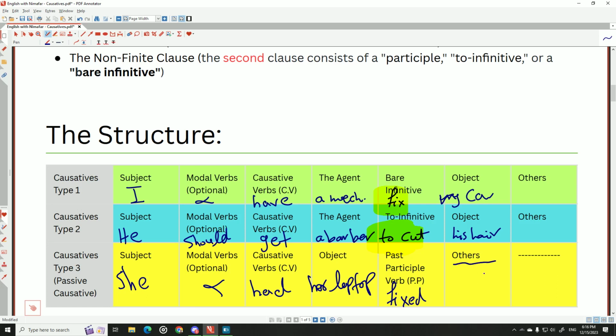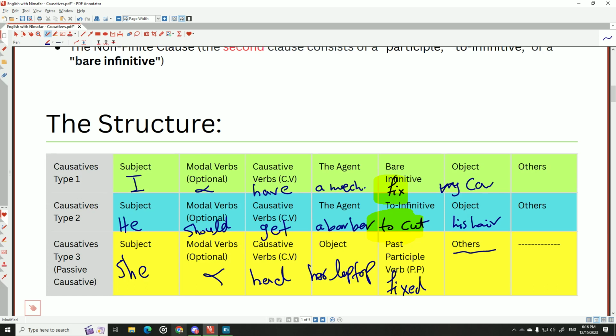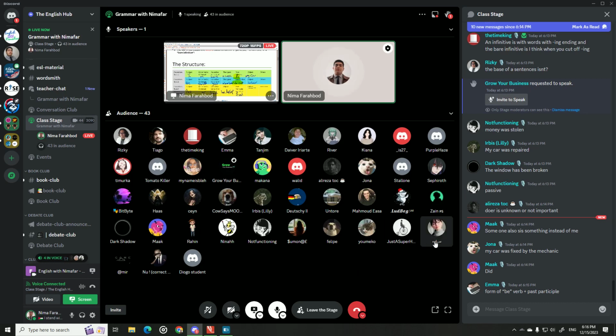Others, it's like by agent, by a mechanic or something. She had her laptop fixed. I'm using the third form. These are some examples. Now we will elaborate and get deep into the structures. Just want to tell you the whole thing.